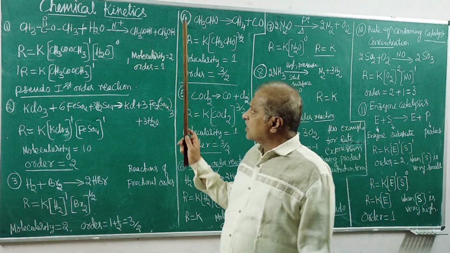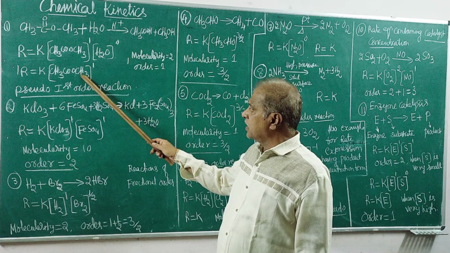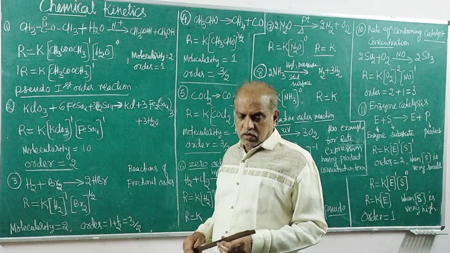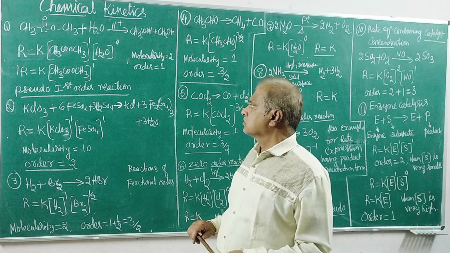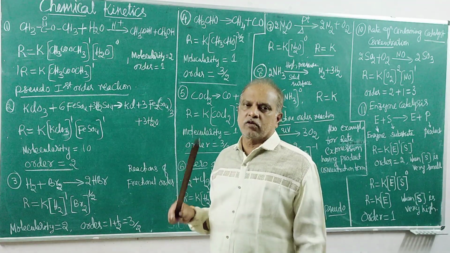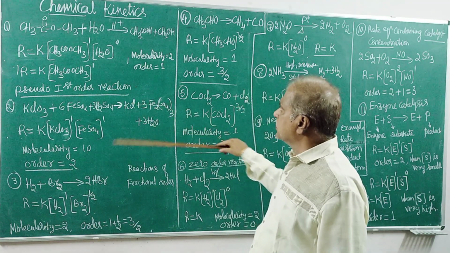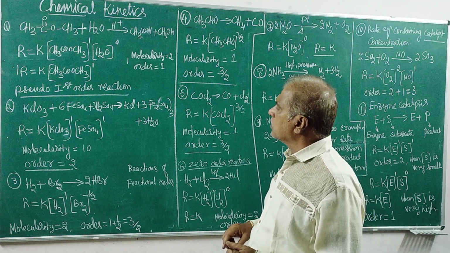And just looking at the molecularity and the experimental rate equation, we can understand the possible values of the order of reaction. That is what you understand from this set of reactions. Let us go one by one.